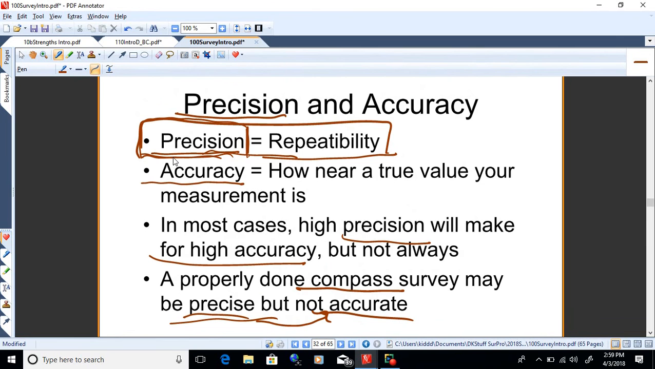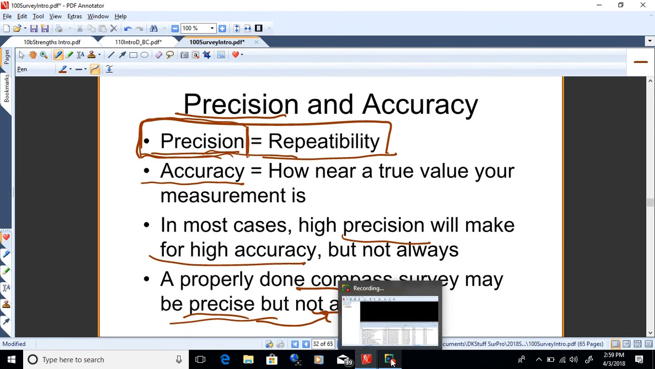All right, so that's just a little bit of introductory stuff here. Why don't we take a break for 5 minutes, and then we'll carry on with a little bit of distance measuring type stuff.